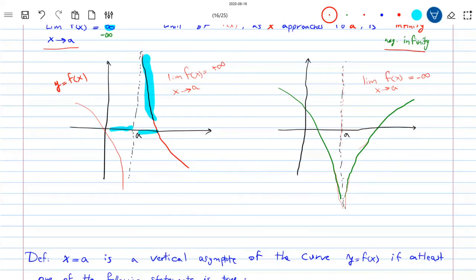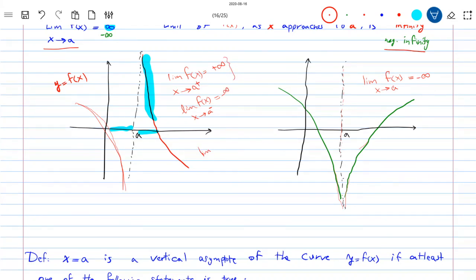And now still a is a vertical asymptote, but now the limit doesn't exist, because on one side, what you see on the right side is positive infinity. But if I look at the limit following the left curve, I'm going toward negative infinity. These two infinities do not match.